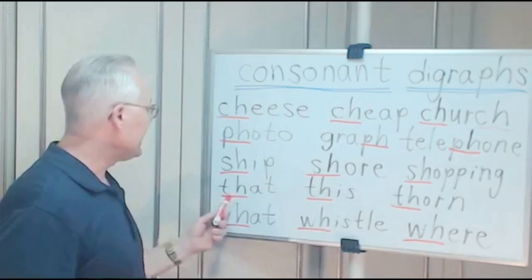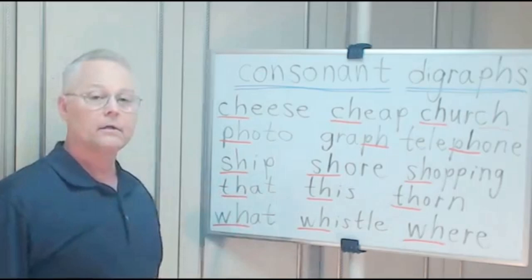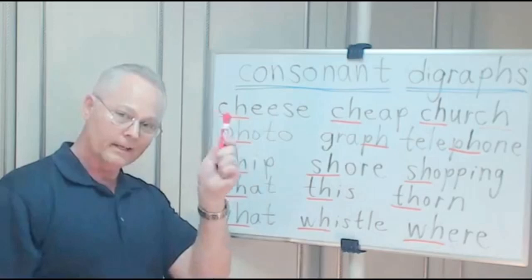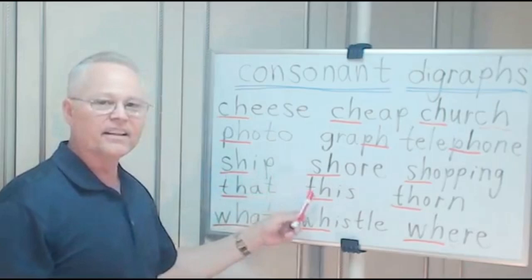T-H, A-T, we know that's at. Without that T, it'd be hat. You wear a hat on your head. The, at, that. Look at that thing over there. Look at that car. It's beautiful. Look at that. If it's close to you, near, like this, this is my marker. Take the marker away, I'd say, that is my marker, if it's far away. The, at, that, this, these, those, the, then, van.